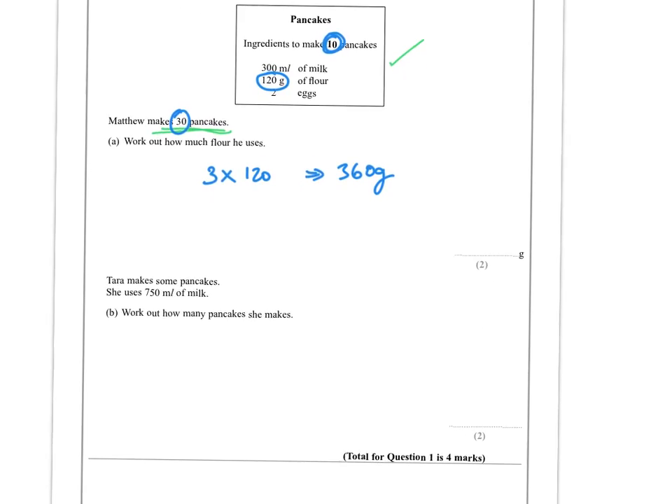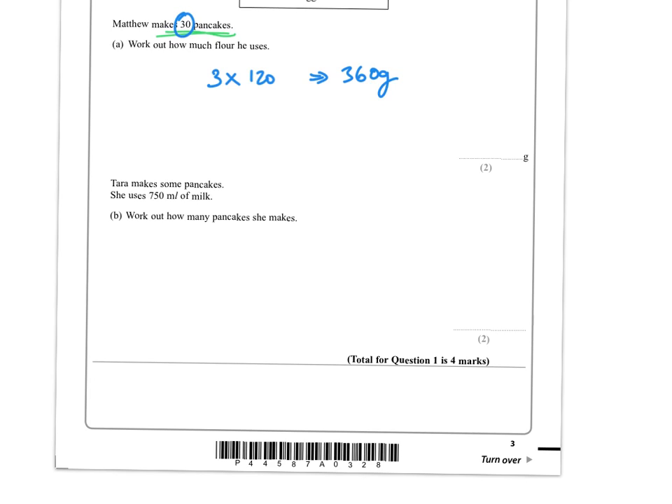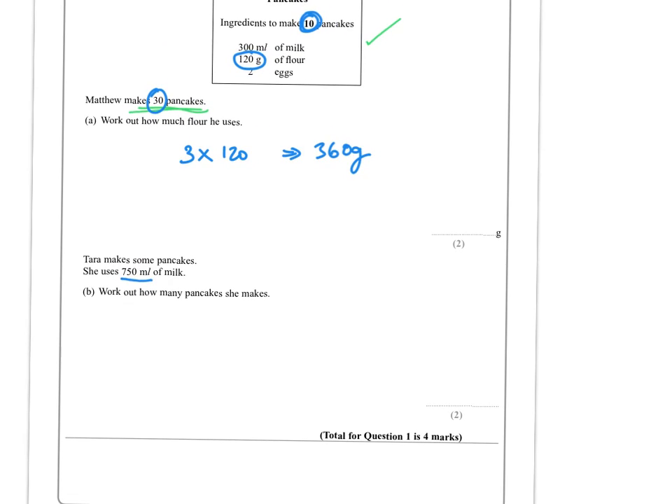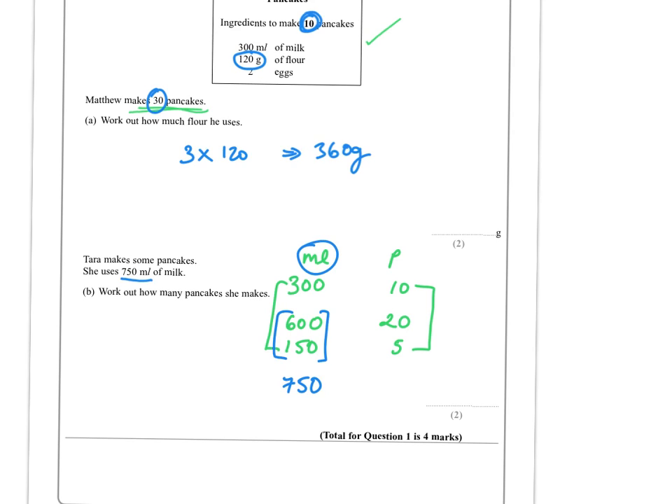For the next part, Tara makes some pancakes. She uses 750 ml of milk. Work out how many pancakes she makes. Well, if 300 ml gives you 10 pancakes, then 600 would give you 20. And then if you halved the 300 to give you 150, you'd have to halve the 10 to give you 5. And then 600 and 150 is 750 ml altogether. And then you would have to add 20 and 5 together. So I would give 25 as the answer.